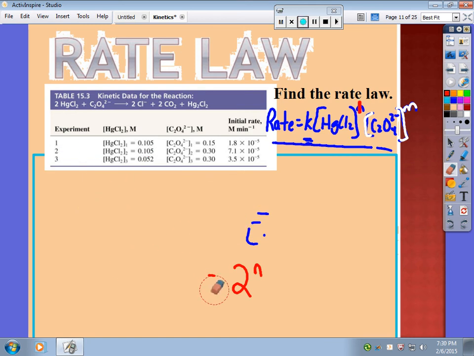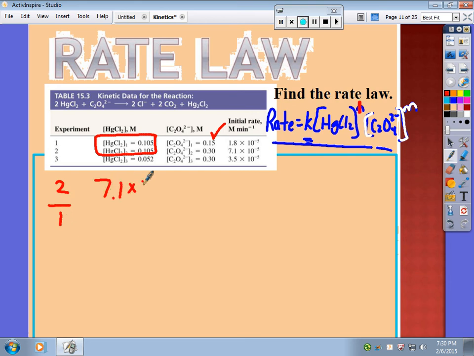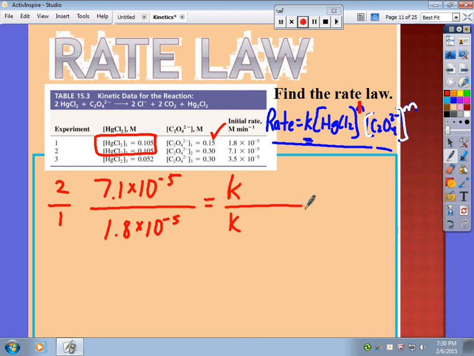And why am I choosing experiment 1 and 2? I'm choosing experiment 1 and 2 because I'm keeping the concentration of this the same and changing this. So I'm going to be smart again, and I'm going to put experiment 2 on top over experiment 1. I look at my rate for experiment 2. And again, I'm not going to write the units because you know they cancel, right? Over 1.8 times 10 to the minus 5. And you can write it as you go along and fill out the whole chart, or you can do it like I am and just do it component by component.